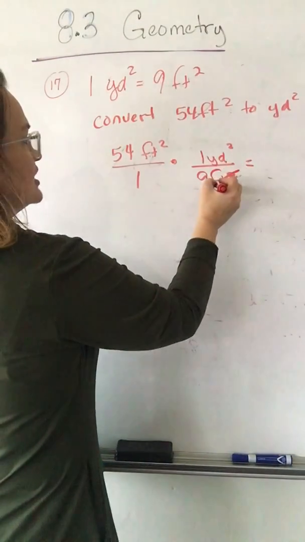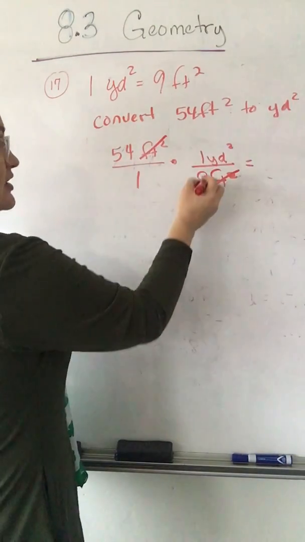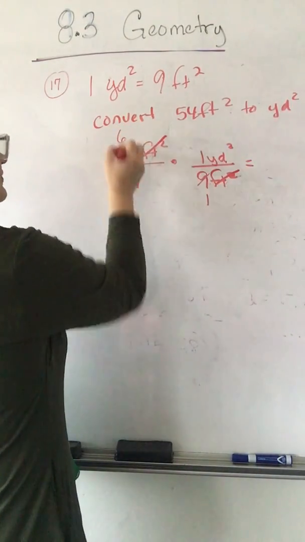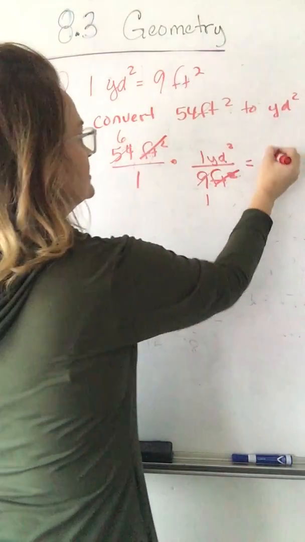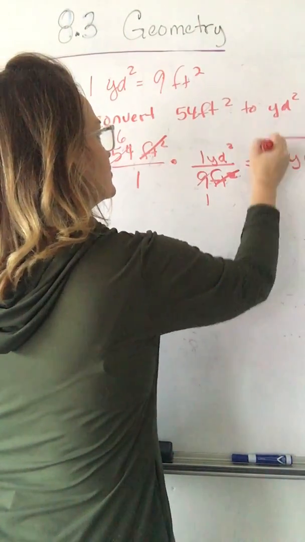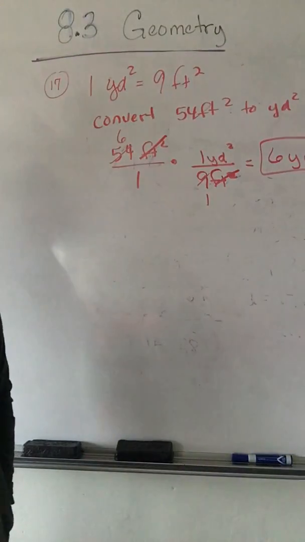Well, then it lets us know square feet cancels diagonally. Also, you could cancel 9 into 54, so that's going to wind up dividing. Then you've got 6 times 1 in square yards, and it converts it to what you were hoping for, square yards.